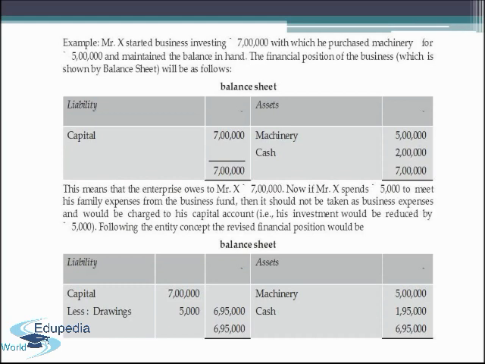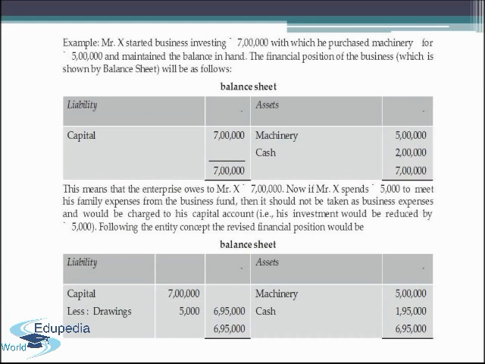Now, if Mr. X spends rupees 5,000 to meet his family expenses from the business fund, then it should not be taken as business expenses and would be charged to his capital account. That is, his investment would be reduced by rupees 5,000. We have studied in the previous slide that the main purpose to differentiate between the owner and the business is to remove the personal transactions from the business transactions. So this is the case. Now Mr. X is spending rupees 5,000 from these funds which he has invested in his own business to meet his personal expenses. So these are not the business expenses. So the business will not bear them. Rather Mr. X will bear them.